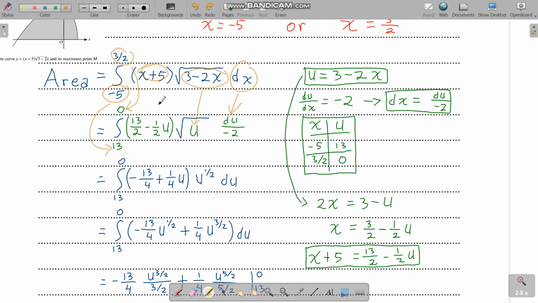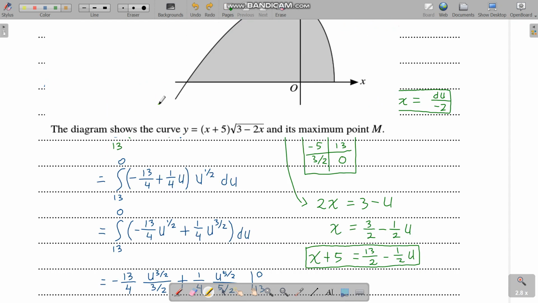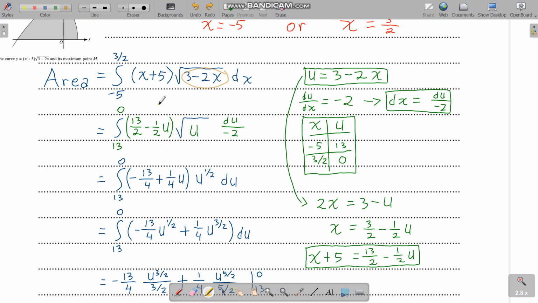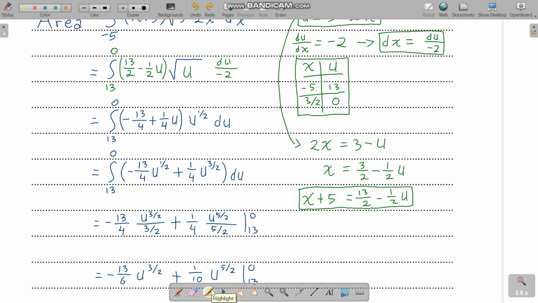Okay, so after we substitute everything so that everything is in terms of u, now we can simplify and start integrating. So minus 2 times this whole thing, we get minus 13 over 4 plus 1 over 4u, and square root means to the power of 1 half, and you can multiply, we get 3 halves because of 1 plus 1 half, and then we can start integrating.